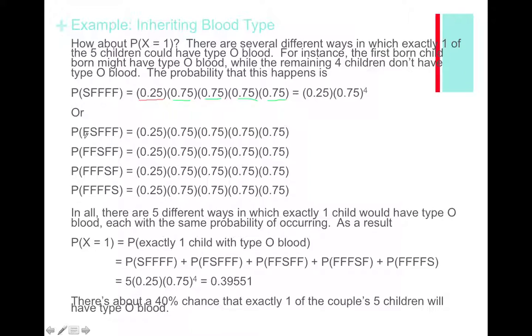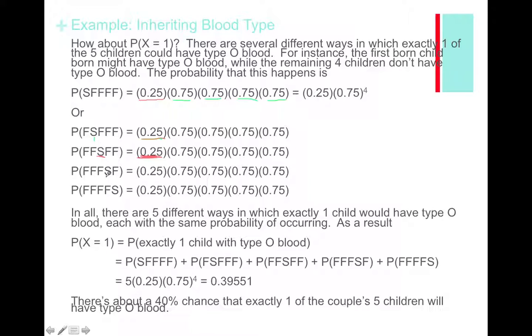Or the possibility here could also be that the first child didn't have type O blood, but the second child did, right? So that would be, again, you would have one child be a success, okay? But the other 4 would be a fail, okay? Or the first 2 would be a fail, and the third child would be a success. You still have 1 success times 4 fails.